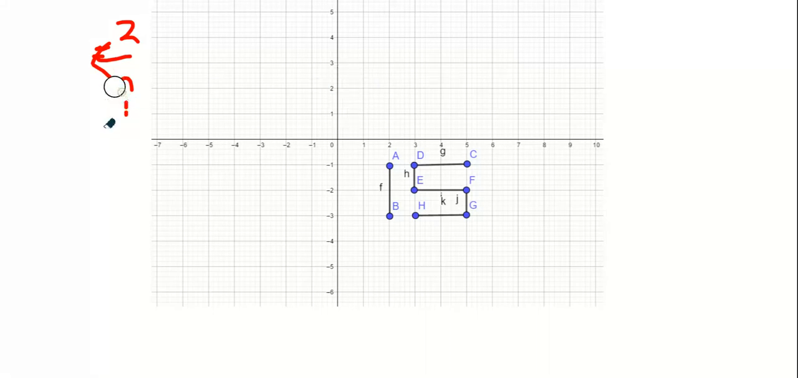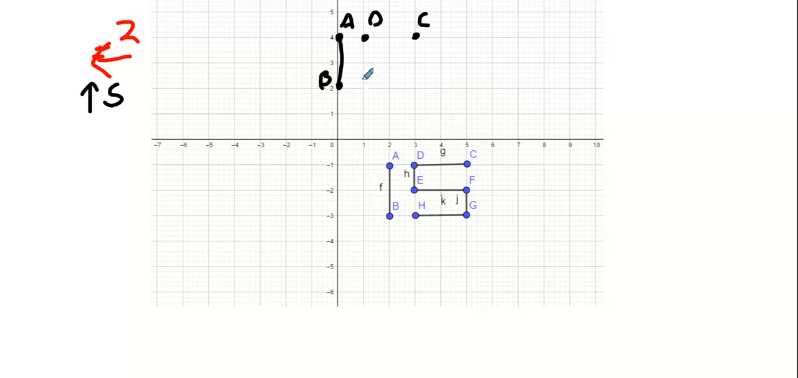I want to clear it. Let's go 2 blocks left and 5 blocks up. Let's try it this way. 2 left, 5 up. 1, 2, 3, 4, 5. That'll be your new A. B, 2 blocks left, 5 blocks up. There's your B. So there's your 1 is still 1. D, 2 blocks left, roughly 5 blocks up. There's your D. And then C, 2 blocks left, 5 blocks up. And we can see that the picture is being maintained.